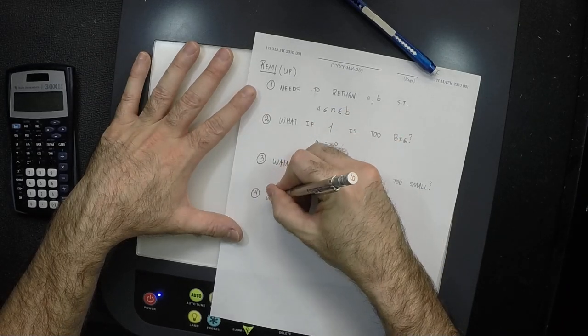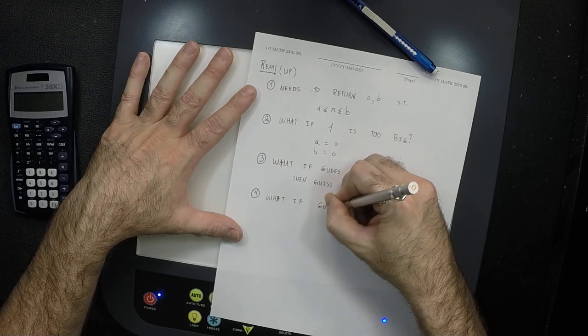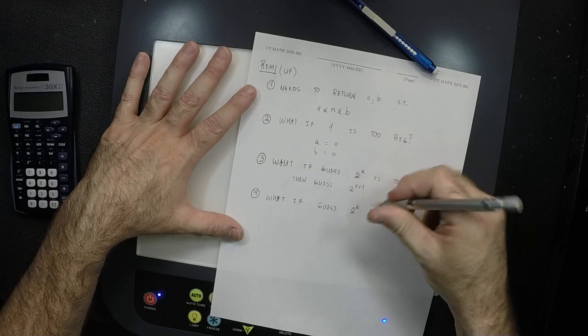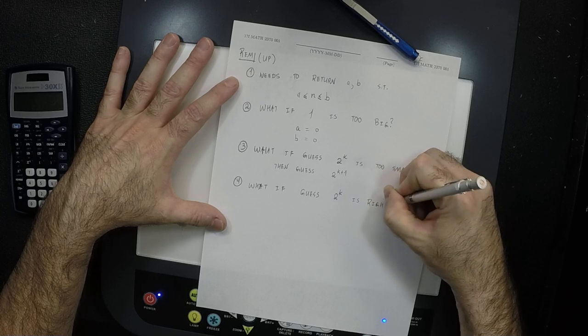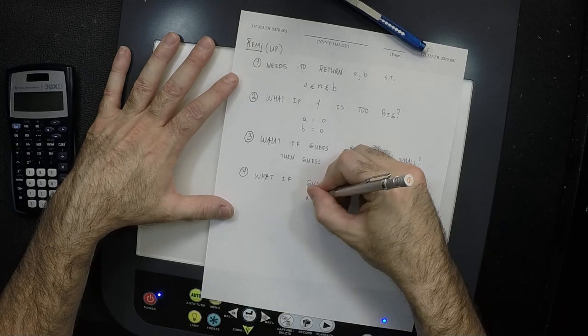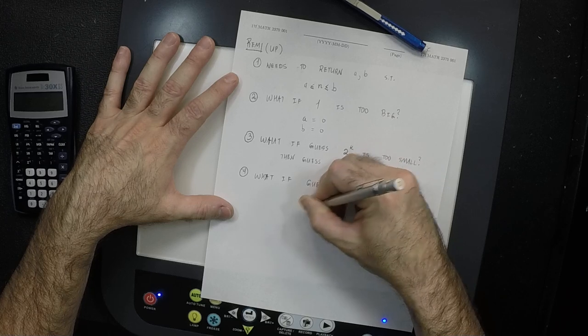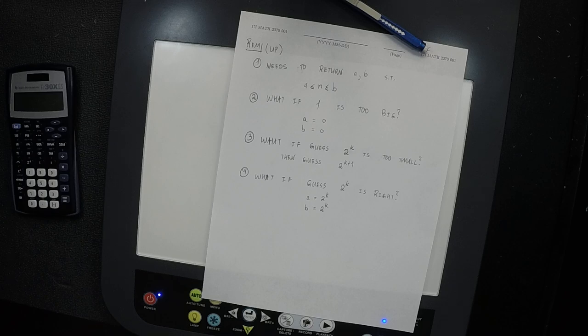And what if the guess of 2 to exponent k is right? What if it's right? A equals 2 to k and B equals 2 to k. Right. Correct. Because you're supposed to respond with two numbers. You're supposed to respond with a lower bound and also an upper bound. So if you just get super lucky on the way up, then you've established that the upper and lower bound are the same. Okay.